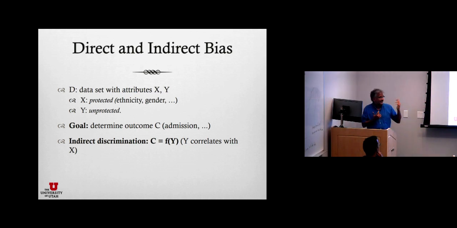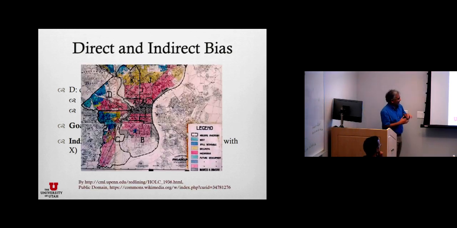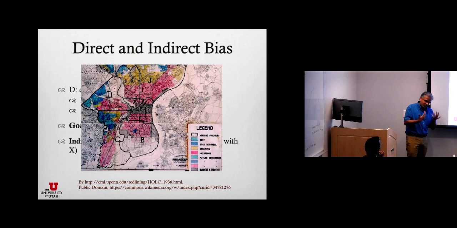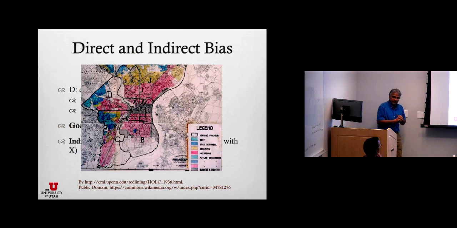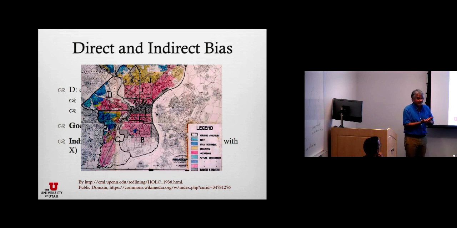And again, the best example of this is redlining. For those of you who are not familiar, this is a map from Chicago in the 30s. The story goes that banks were trying to avoid giving loans to African Americans who were applying for loans. And even then, they weren't allowed to do direct discrimination. This would be considered illegal. So literally, they would go around with maps and draw red lines around certain zip codes, saying, okay, we won't give loans to anyone who lives in this zip code. The zip code, being an unprotected feature, was considered okay to use. But of course, the zip code was highly correlated with your protected feature because areas were segregated.